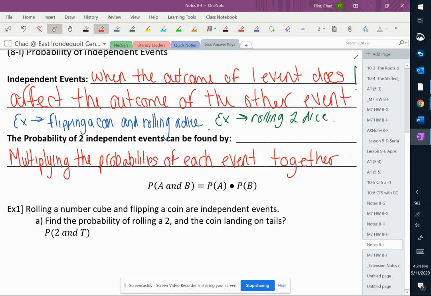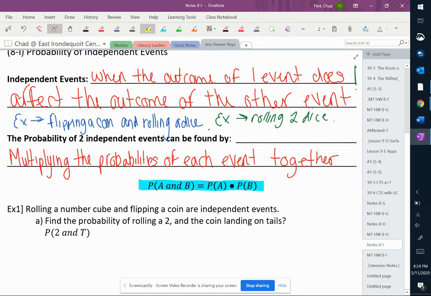So that's what's going on in this sentence down here that I just highlighted in blue. That is red. Remember that P parentheses, that's pronounced probability of. So that says the probability of event A and event B is equal to the probability of event A times the probability of event B.